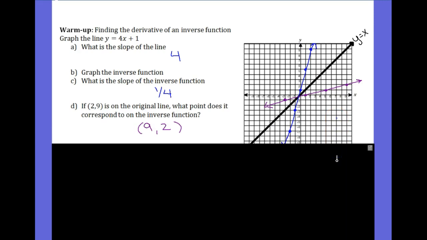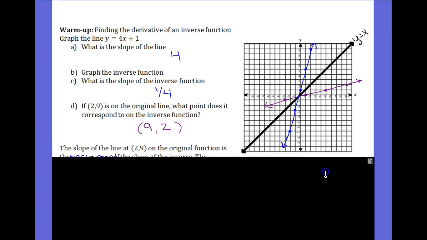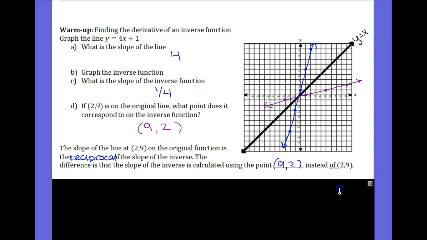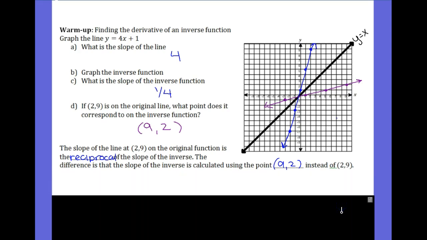So if (2, 9) is on the original, what point does it correspond to on its inverse? A flipping of it, which would be (9, 2). So that's this point right here. The slope of the line at (2, 9) on the original function is the reciprocal of the slope of the inverse. The difference is that the slope of the inverse is calculated using the point (9, 2) instead of (2, 9). The slope of the inverse in this case is 1/4.